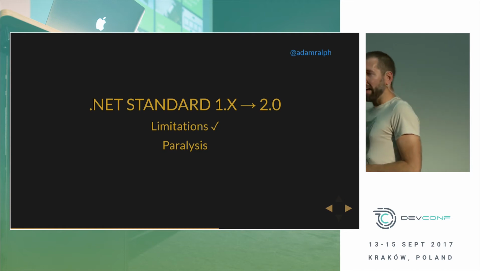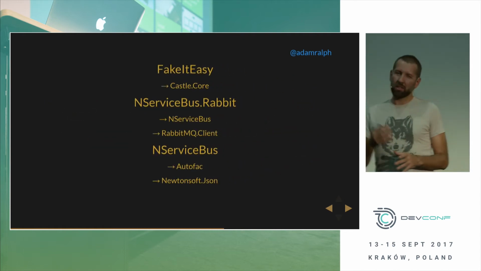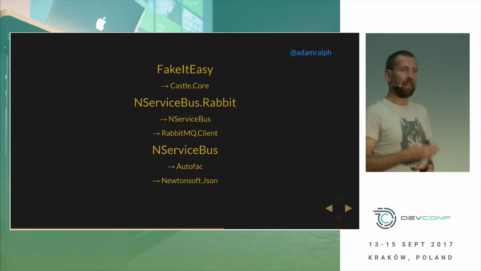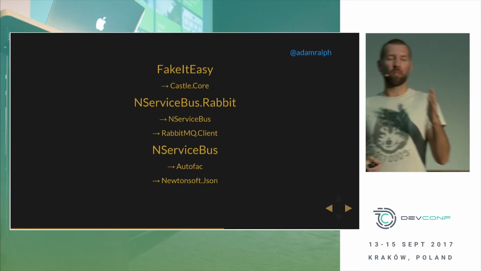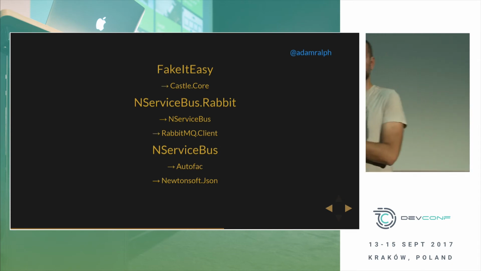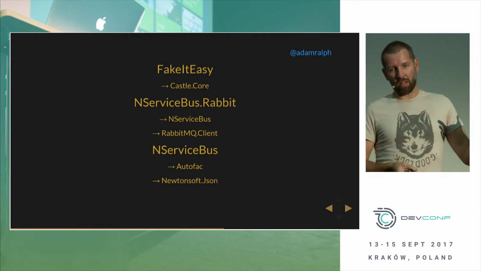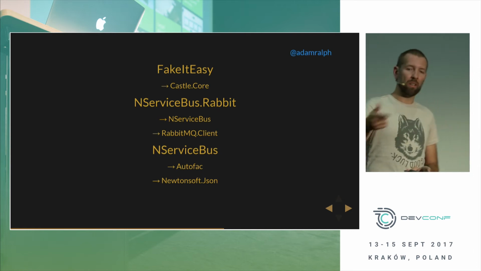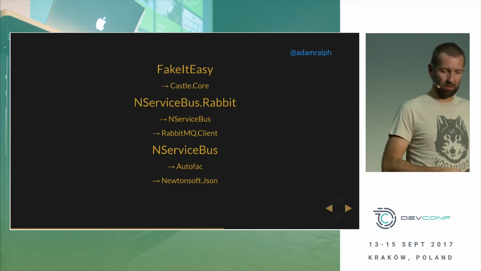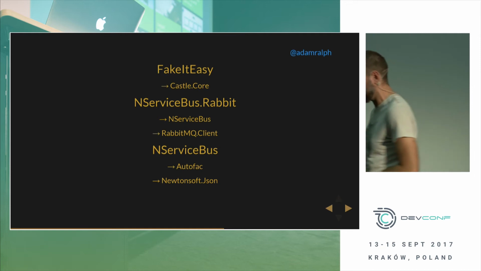The next thing is paralysis. So what do I mean by paralysis? Well, maybe most is an exaggeration, but a lot of NuGet packages depend on other packages. So FakeItEasy depends on Castle Core. The NServiceBus RabbitMQ integration depends on NServiceBus, obviously, and the RabbitMQ client. In turn, NServiceBus depends on Autofac and Newtonsoft.Json, although it actually internalizes them during compile time.